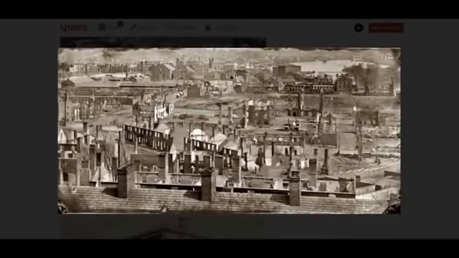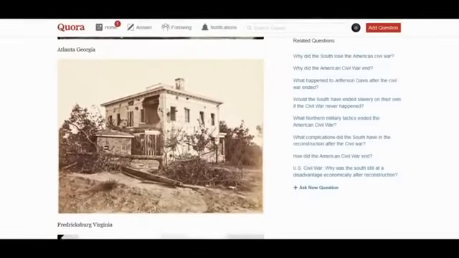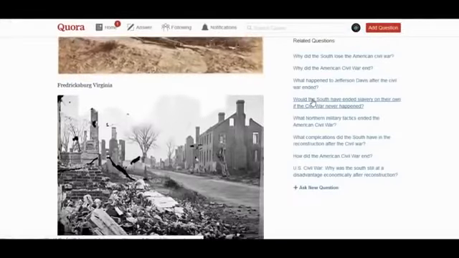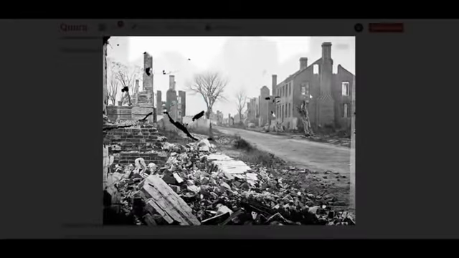Richmond, Virginia, and obviously not much left of some of these buildings. And what's this one? Atlanta, Georgia. And what's interesting too is I've seen damage like this in a previous video talking about the Halifax explosion of 1917. These shock waves roll through, and you have structures that look like this as well. Just a note on that. For Virginia, Fredericksburg.